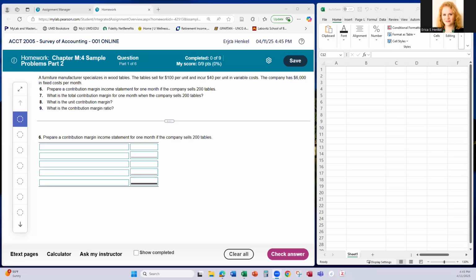Hello, class, and welcome to part 2 of the chapter M4 sample problems. So on this first problem, we are going to prepare a contribution margin income statement.